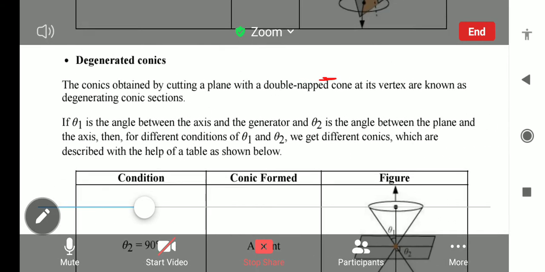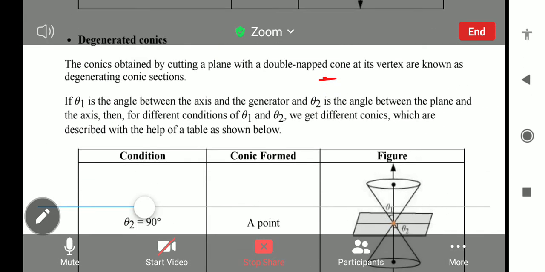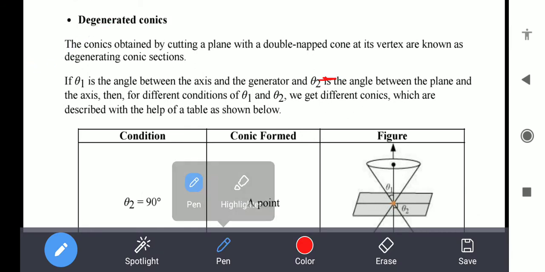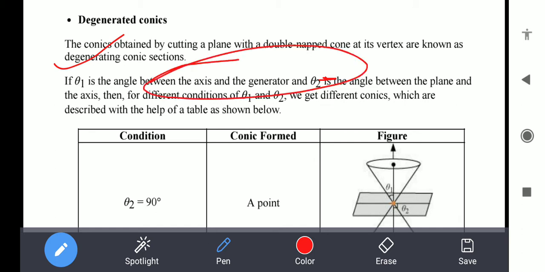Now, degenerate conics. The conics obtained by cutting a double-napped cone with a plane at its vertex are known as degenerate conics. The vertex is the point where the generator and axis intersect each other. If theta 1 is the angle between the axis and the generator and theta 2 is the angle between the plane and axis, then for different values of theta 1 and theta 2 we get different conics, as shown below.